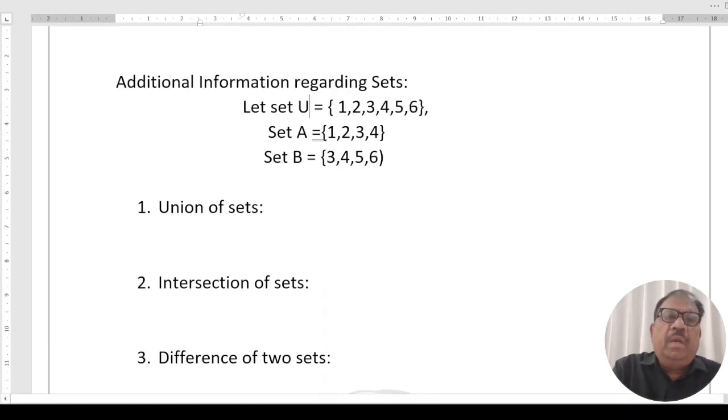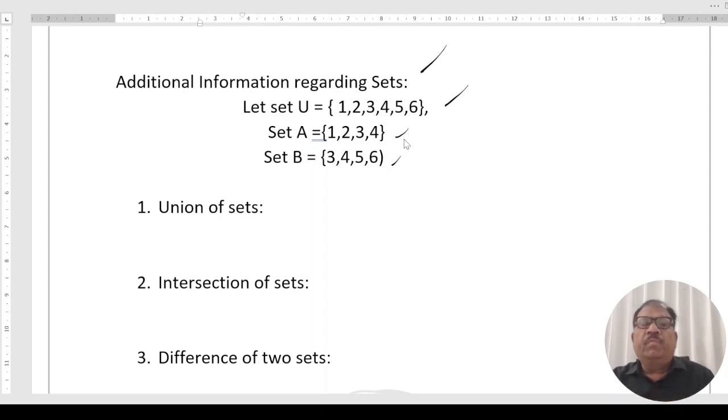Next question is regarding addition of sets. Let set U be 1, 2, 3, 4, 5, 6. Set A is 1, 2, 3, 4. Set B is 3, 4, 5, 6. Union of sets means elements belonging to set A or set B or both. So 1, 2, 3, 4, 5, 6.